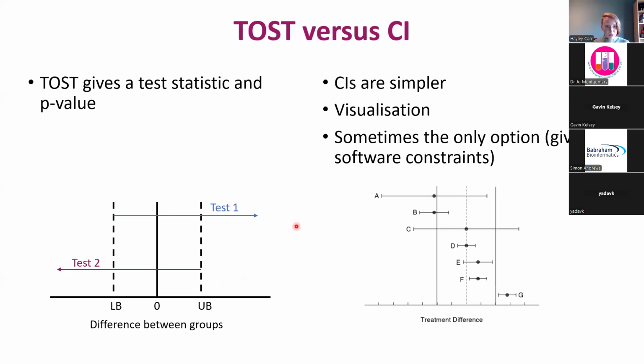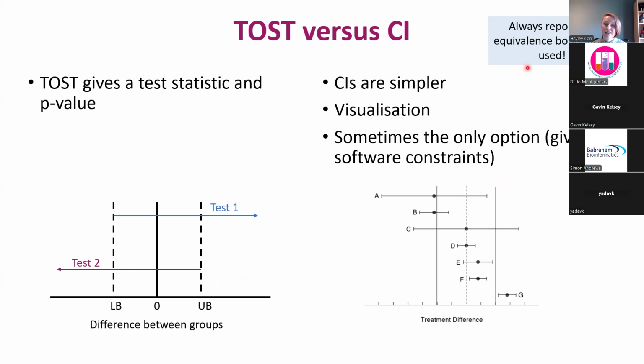So in terms of which approach to use, this will somewhat come down to personal preference. They should give the same results because they're sort of looking at the same thing, but the two one-sided test gives a test statistic and a p-value, which we're used to seeing from normal hypothesis testing. So it makes it more consistent with what we're used to, which is, I think, quite a big benefit of it. Confidence intervals are simpler. I think you can do quite nice visualization with these, and they're also sometimes the only option. Depending on what software you use to do your statistics, you might only be able to do confidence intervals without switching to something else.